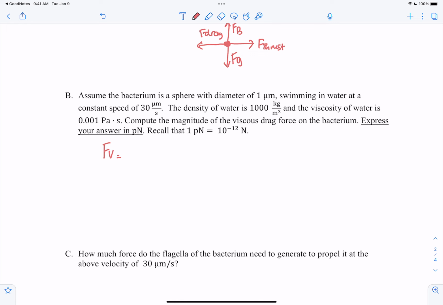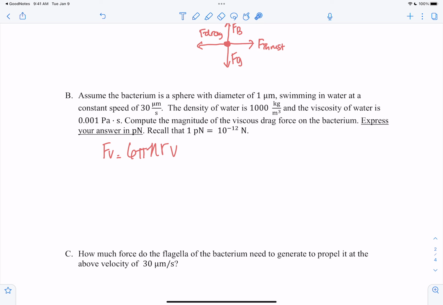So our viscous drag force is going to be equal to 6 pi times our viscosity. Viscosity is kind of like an N kind of thing. I don't remember what the Greek letter is, I'm not good with Greek letters, but let's just call it fancy N. And that's times the radius, and then times our speed. So 6 pi fancy N R V. Let's call it that. That's your viscous drag force.